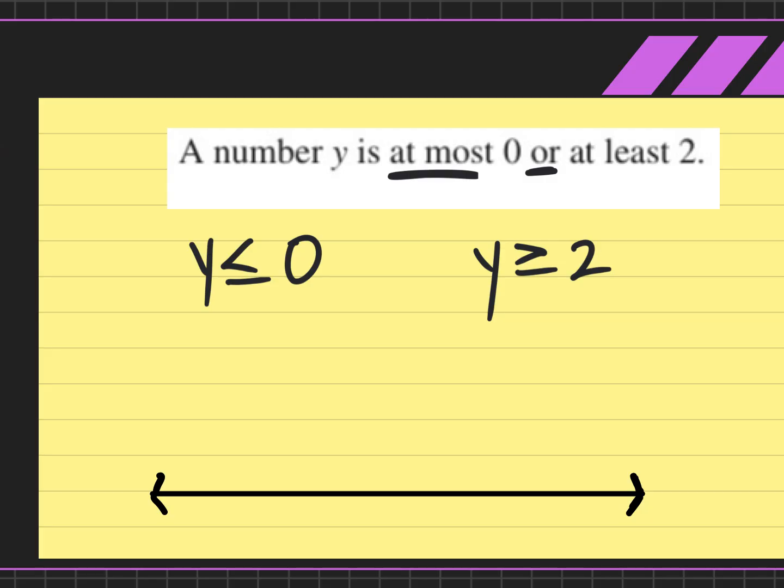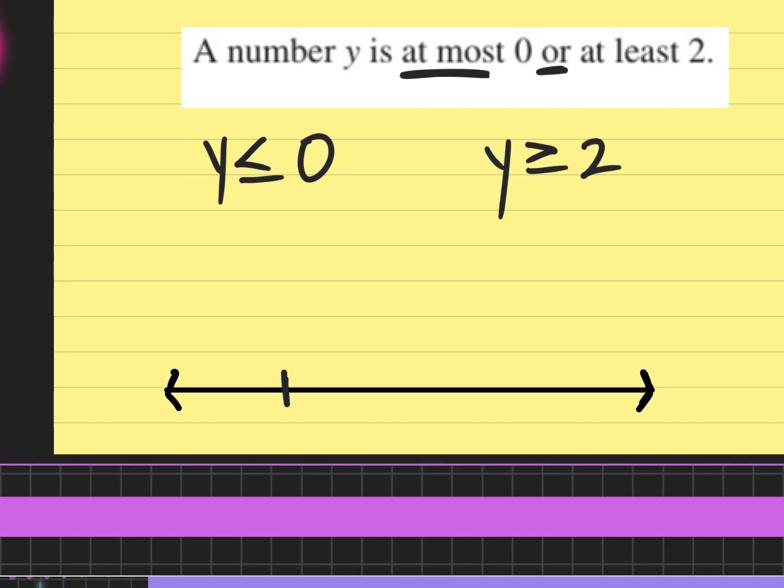So if I were to graph this, again, I always put the smaller number on the left and the bigger number on the right. Both of them this time are closed circles. And it says y is less than or equal to 0.